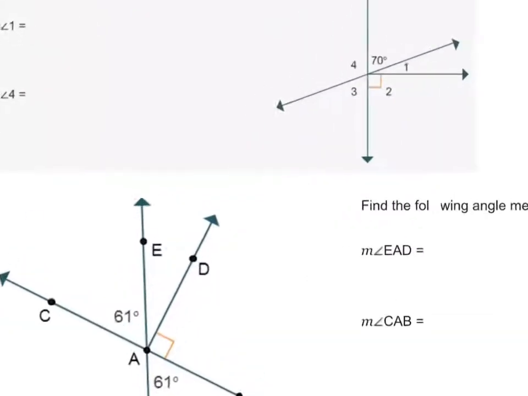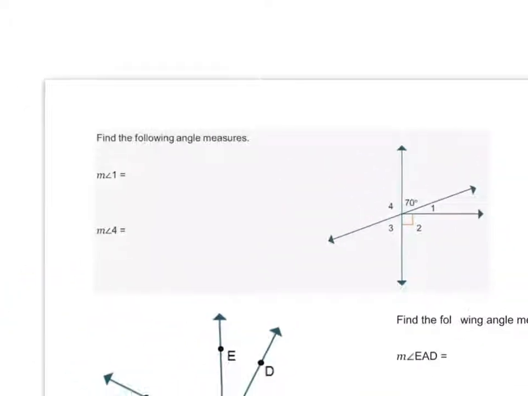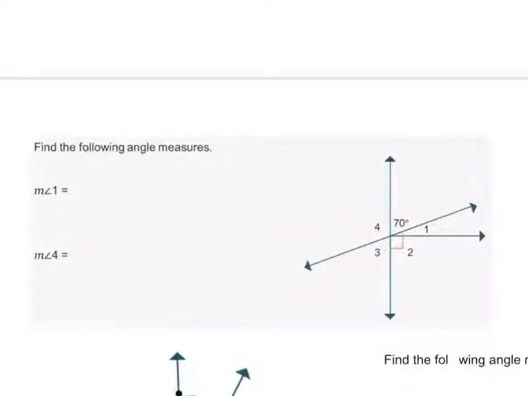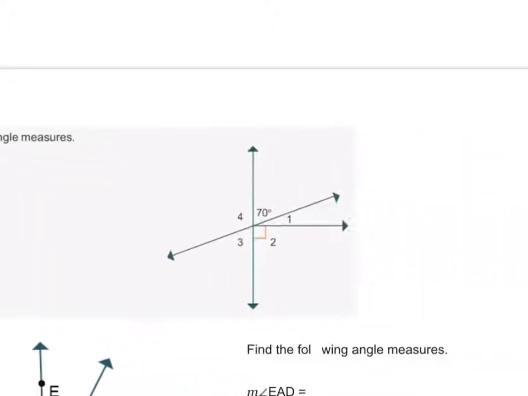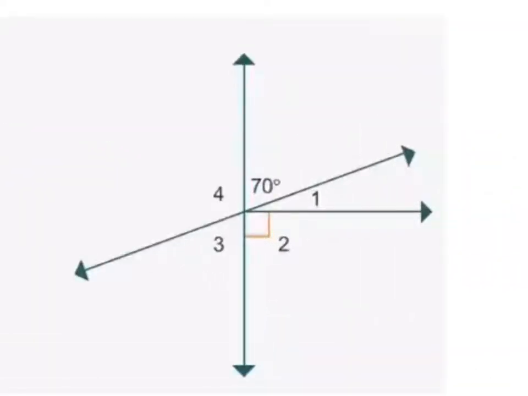On this next page, this problem is asking us to find the following measures. It wants us to find the measure of angle 1 and the measure of angle 4. So here's what I've got, and this is where it gets a little tricky. Here's what I know. I know that angle 2 right now is 90 degrees.